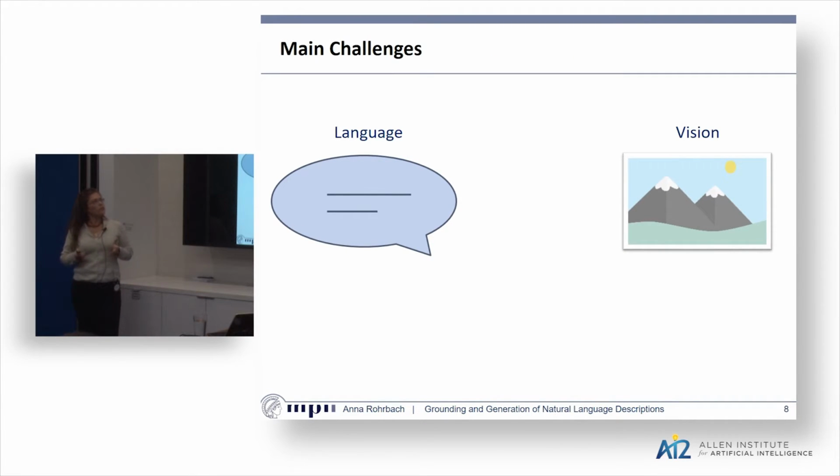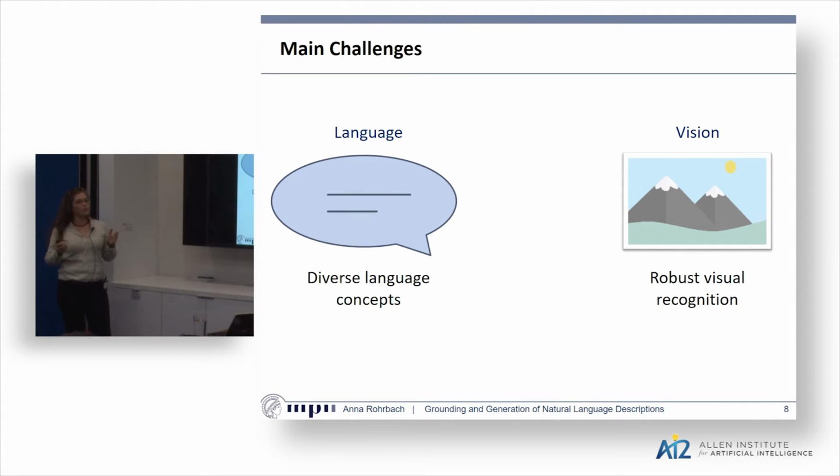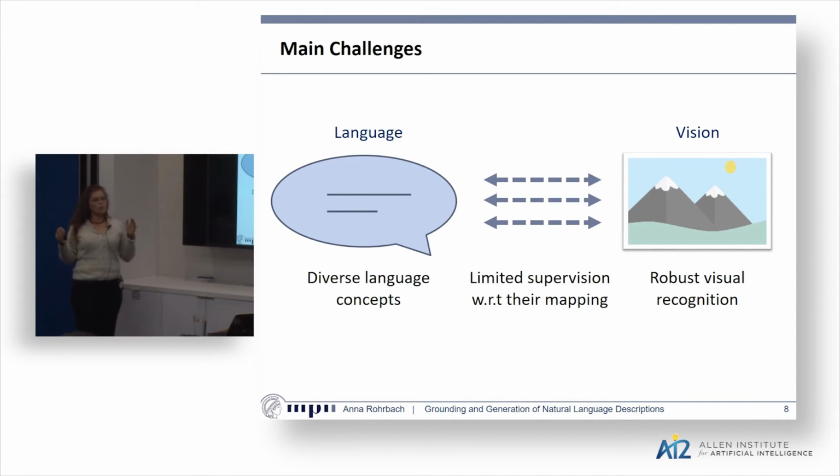So the main challenges that we have to face when we work with language and vision are as follows, in my opinion. Some of them are basically the inherent challenges of the domains themselves. In language, we have to deal with the diversity of the language concepts and their ambiguity. And on the visual side, we have to face that doing robust visual recognition is not always easy. And then when it comes to doing joint reasoning about both modalities, frequently we are not given a lot of supervision about the internal mappings which exist between these two modalities. We might have limited or no information about how to actually map the modalities to each other.